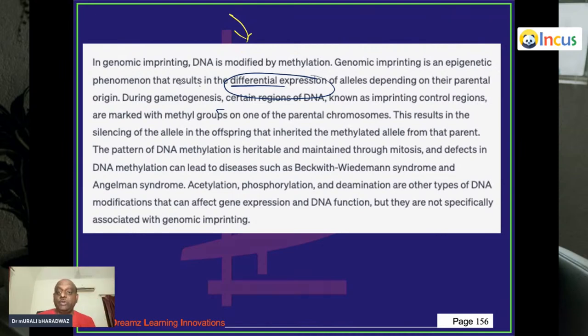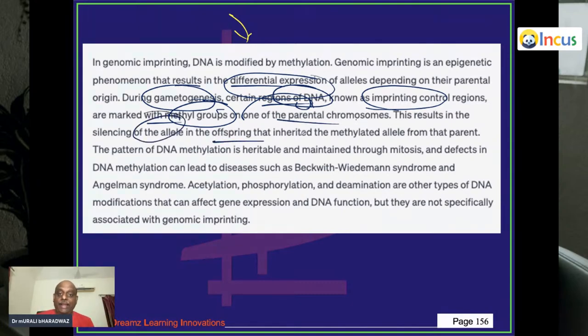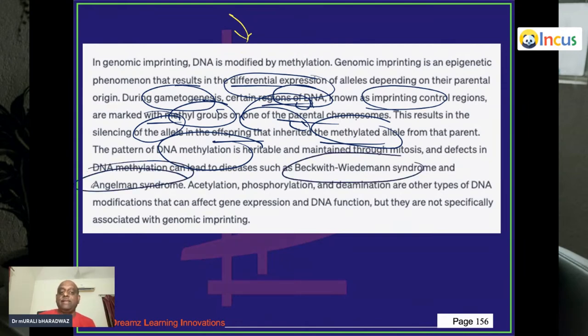During gametogenesis, certain areas of the DNA known as imprinting control areas are marked with methyl groups on one of the parental chromosomes. That will lead to silencing of the allele in the offspring that inherited that methylated allele from that parent. And the pattern of this DNA methylation is heritable. Silencing phenomena is there, no? It is heritable. And that leads to Beckwith-Wiedemann and Angelman syndromes.